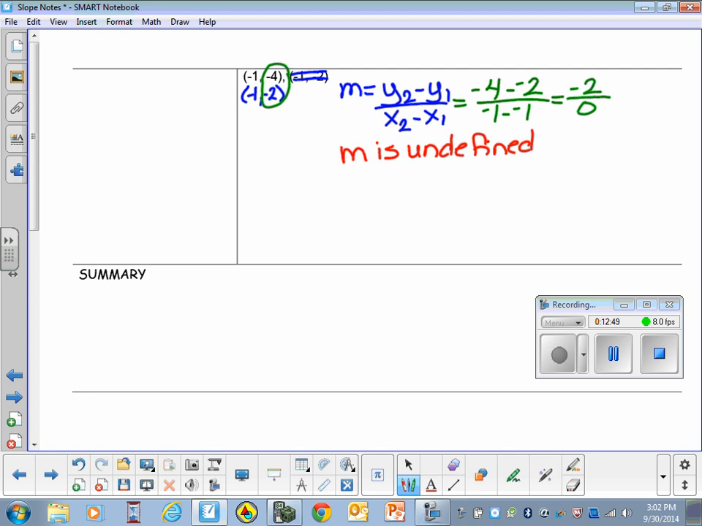Now, is undefined the vertical or the horizontal? And if you remember, I told you U, V are side by side in the alphabet. So this is a vertical line. All right, you need to write about 4 questions in a summary.